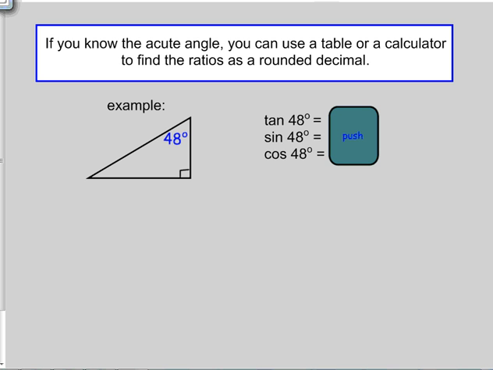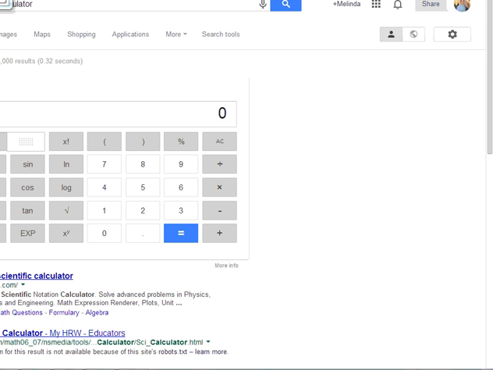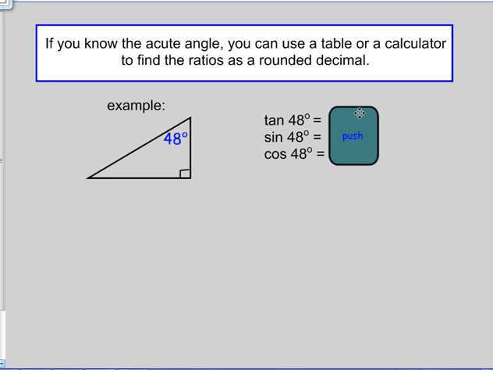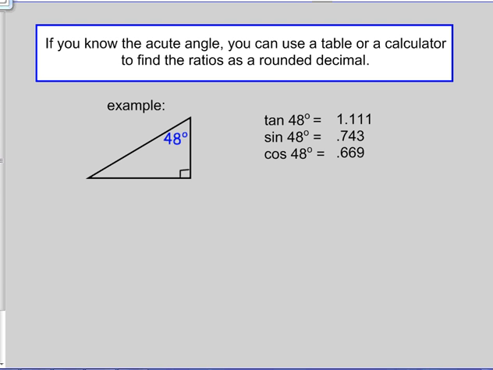All right, so for example, let's do a couple of these. I brought up a scientific calculator on Google. Okay, so what I can do is hit tangent of 48, close my parentheses, equal, and I have 1.2, we can just round it there. All right, so if you have any questions, please let me know. This should be pretty self-explanatory with just using the calculator.